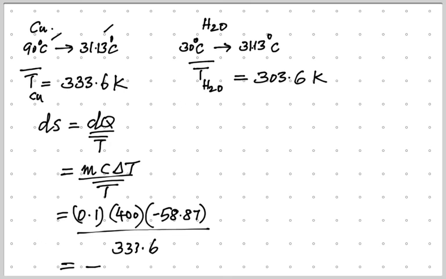Big deal. But do you see what we're doing? mcΔT for copper divided by the average temperature of copper. So students go wrong here because they try to think about water here. We're only talking about copper. What do you get? Negative 7.06. 7.06 joule per Kelvin. That's the unit. Do the same for water.